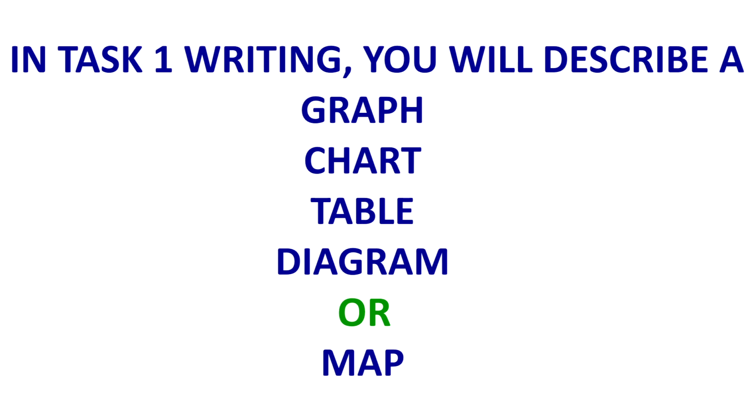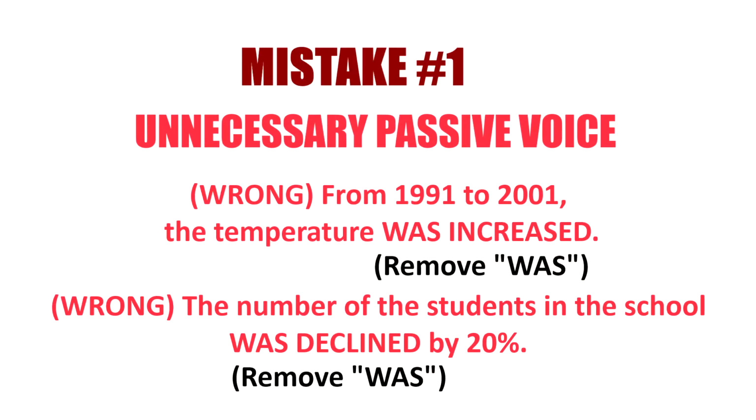Well, when we describe a graph, a lot of people make a mistake by using increase, grow, skyrocket in a passive voice. For example, it says from 1991 to 2001, the temperature was increased. This is wrong. Or the number of the students in the school was declined by 20%. This is wrong. We do not need was. There is no reason to use was because there is no real subject. The increase, the decline are organic.